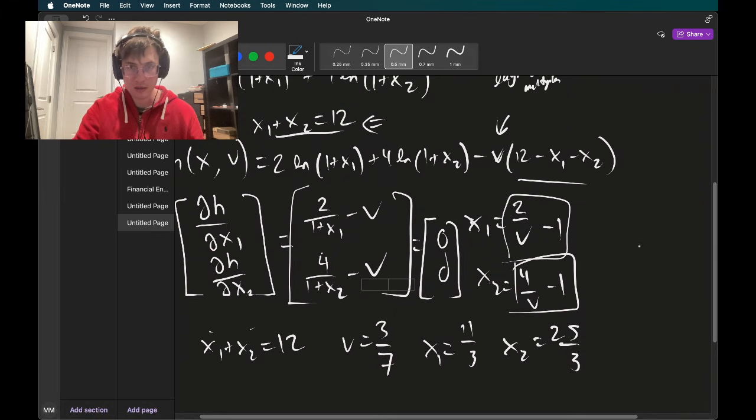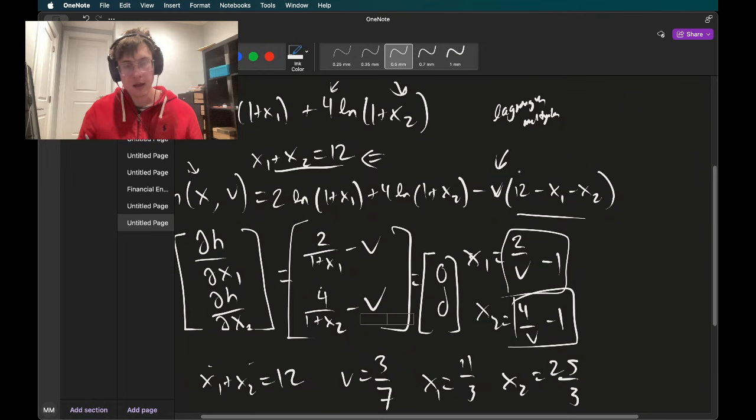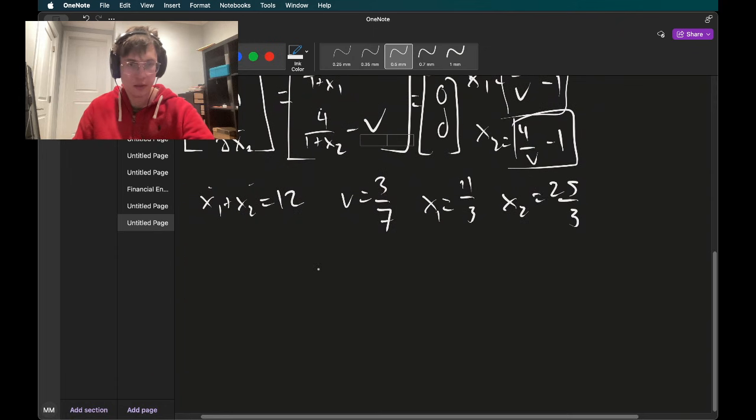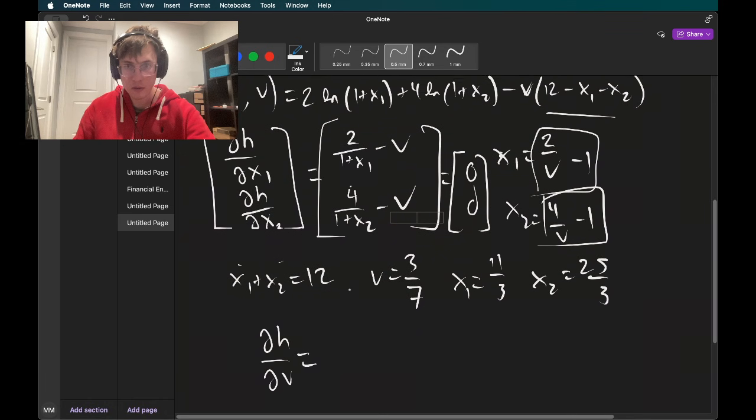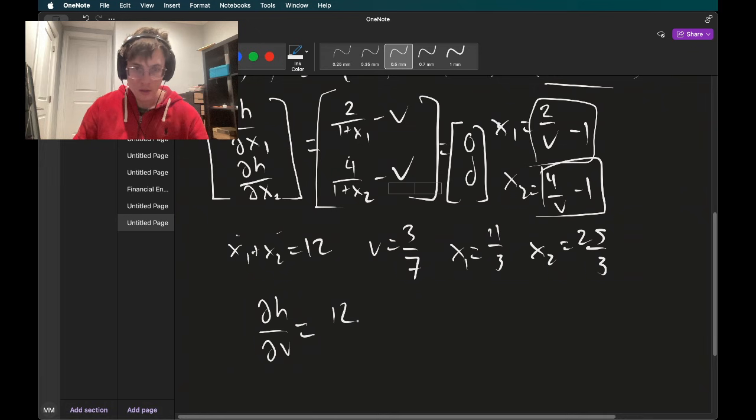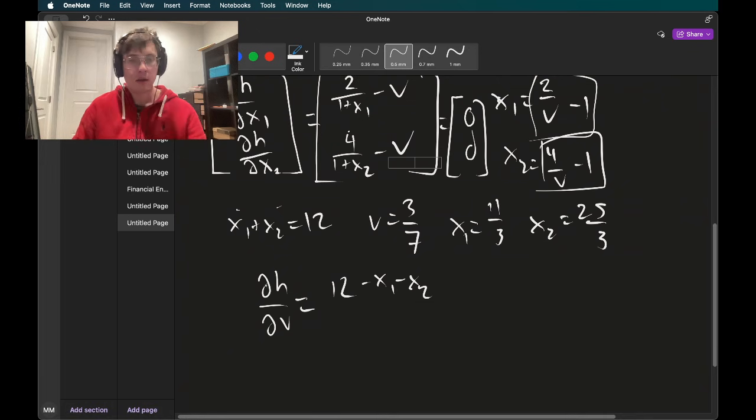So I guess looking at the intuition for how this might work, we've sort of altered our equation slightly by introducing this extra term here that we're subtracting. And suppose we found a solution for x1 and x2 that satisfies the constraint and is the maximum for this. I think we can take the derivative of h as well with respect to dv, and we end up with our constraint. So here, 12 minus x1 minus x2.